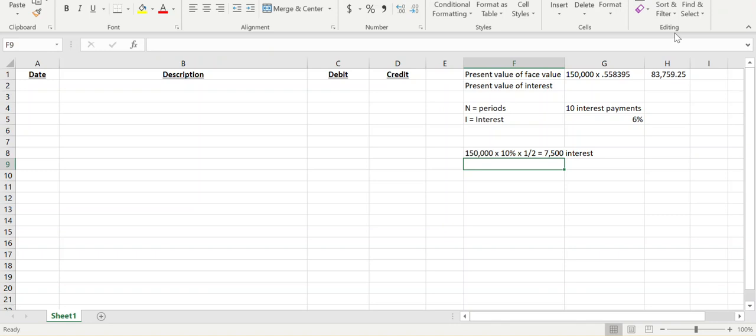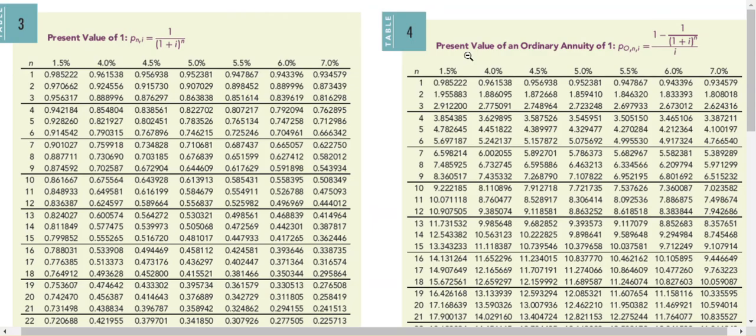$7,500 is what's going to be paid to the bondholder every 6 months for 5 years. So we're going to make 10 payments of $7,500. When we have a series of equal payments made on set dates, that is considered an annuity. So when we're talking about present value, we need to go to our present value of an ordinary annuity table. Our periods and our interest stay the same, so we come down 10 periods over to 6%.